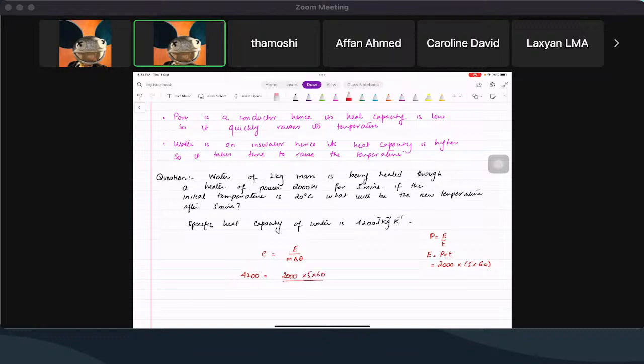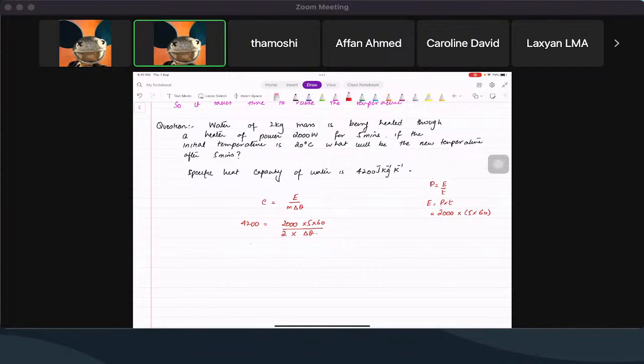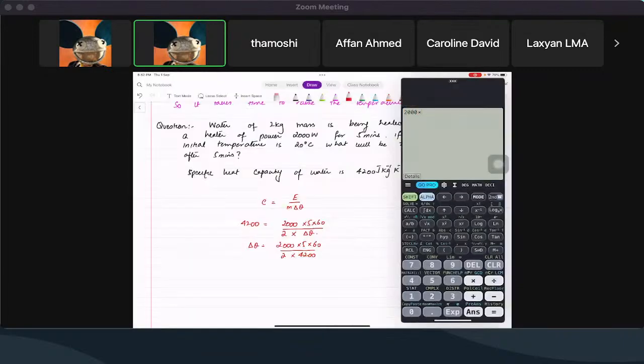The mass was 2 and the change in temperature is what I need. So this would be divided by 2 times 4200, and now 2000 times 5 times 60 divided by 2 divided by 4200. So this is 71.4. This is the change in temperature.